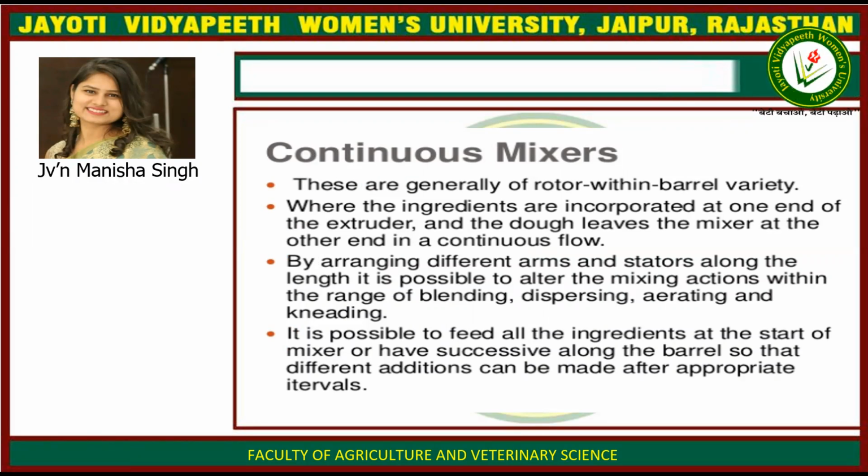Then first of all, continuous mixers. These are generally of the rotor within a barrel variety where the ingredients are incorporated at one end of the extruder and the dough leaves the mixer at the other end in a continuous flow. By arranging different arms and stators along the length, it is possible to alter the mixing actions within the range of blending, dispersing, aerating, and kneading.